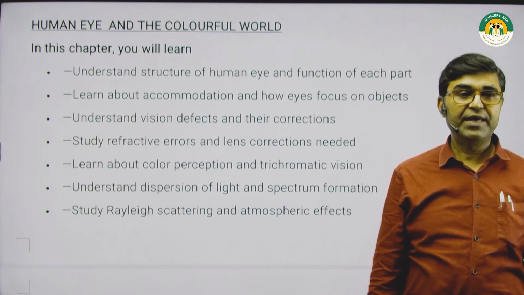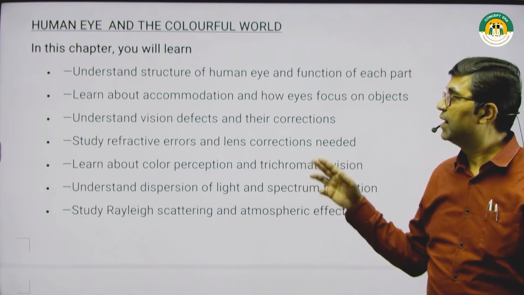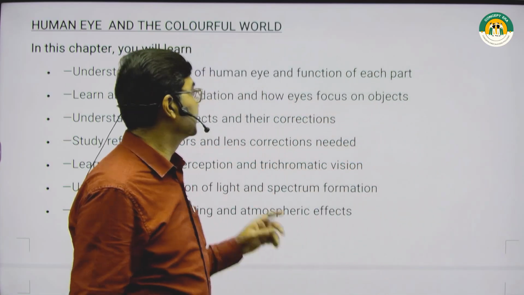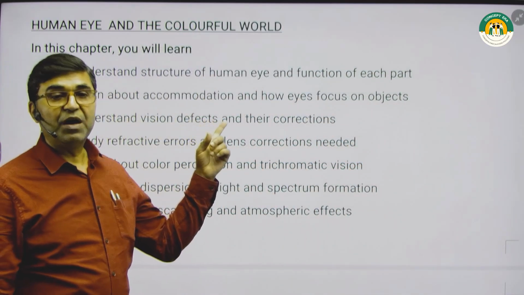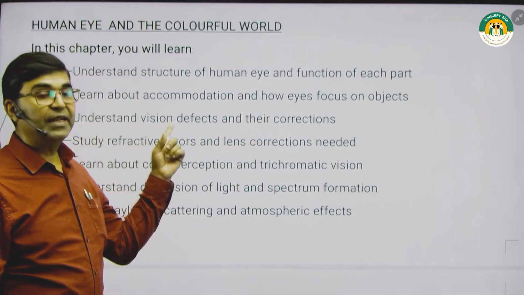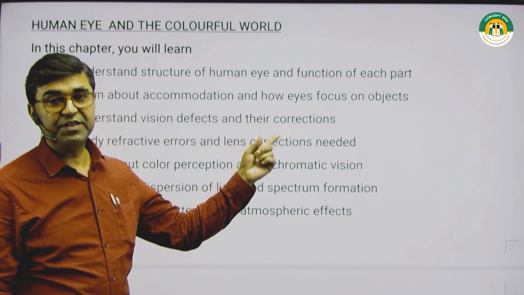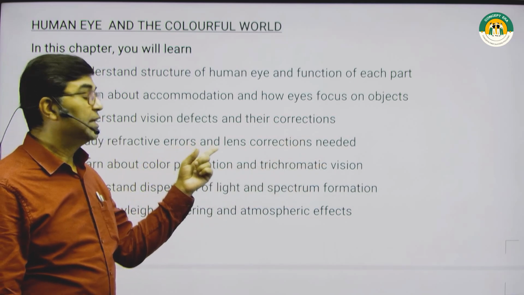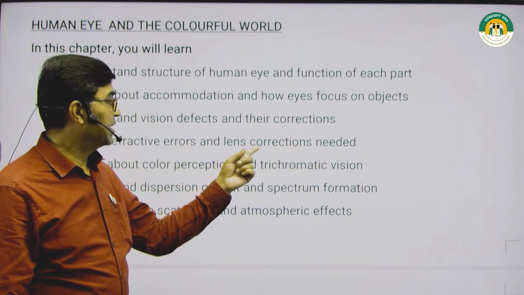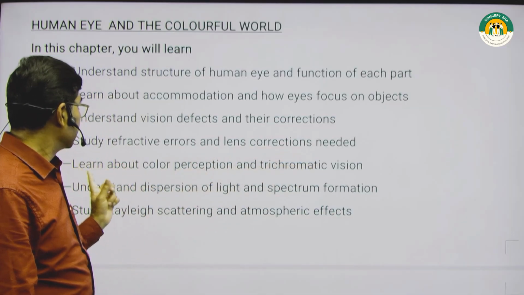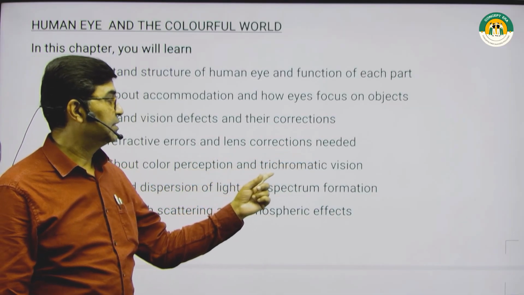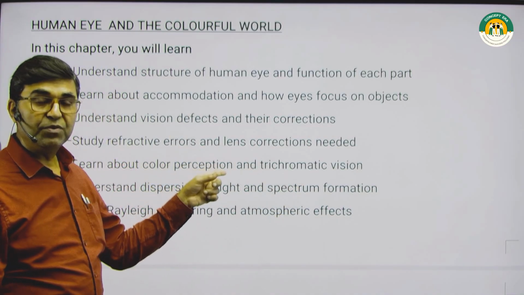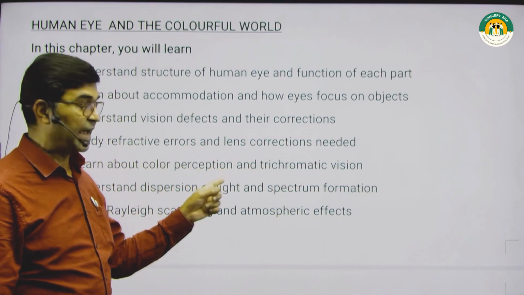Next, human eye and the colorful world. Understand the structure and function of the human eye and its various parts. Learn about the power of accommodation. Understand the visual defects or defects of vision, their reasons and their corrections. Study refractive errors and lens correction needed. Learn about color perception and trichromatic vision. That means you have to concentrate on the concept of rods and cones.